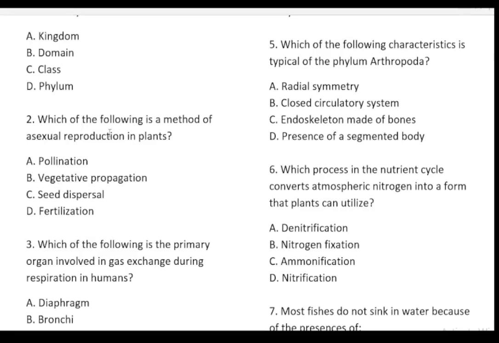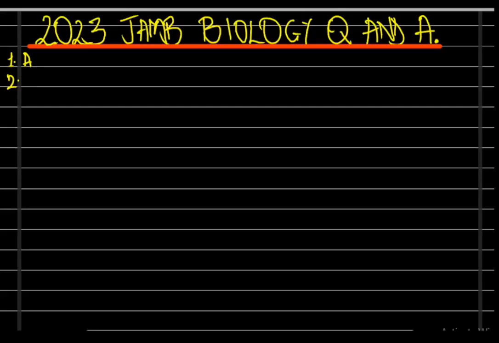It is the type of asexual reproduction that occurs in plants. It is not pollination, it is not seed dormancy, and it is not fertilization. It is vegetative propagation. That is option B. And then we move to question 3.